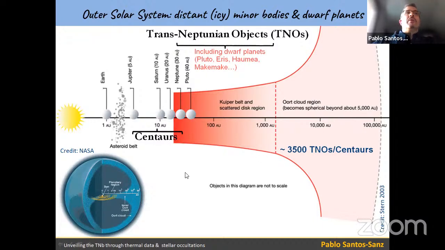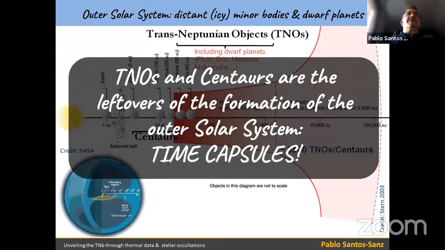We know up to date around 3,500 of these objects, and the important thing is that these objects are the leftovers of the formation of the outer solar system. In some sense, we can say that these objects are a kind of time capsules because they have retained the information on the origin and evolution of the solar system, in particular of the outer solar system. So we can obtain much information about this origin and evolution, and also information about other extrasolar systems.